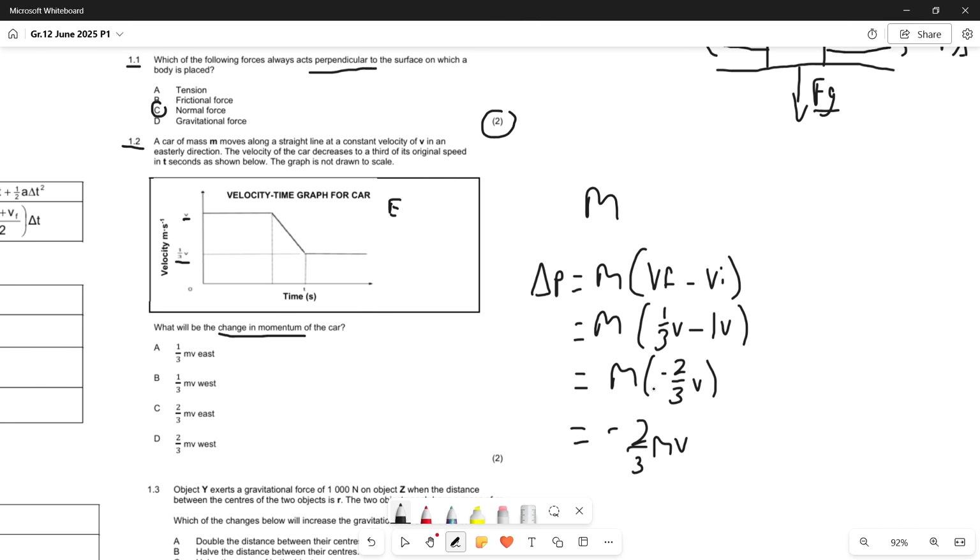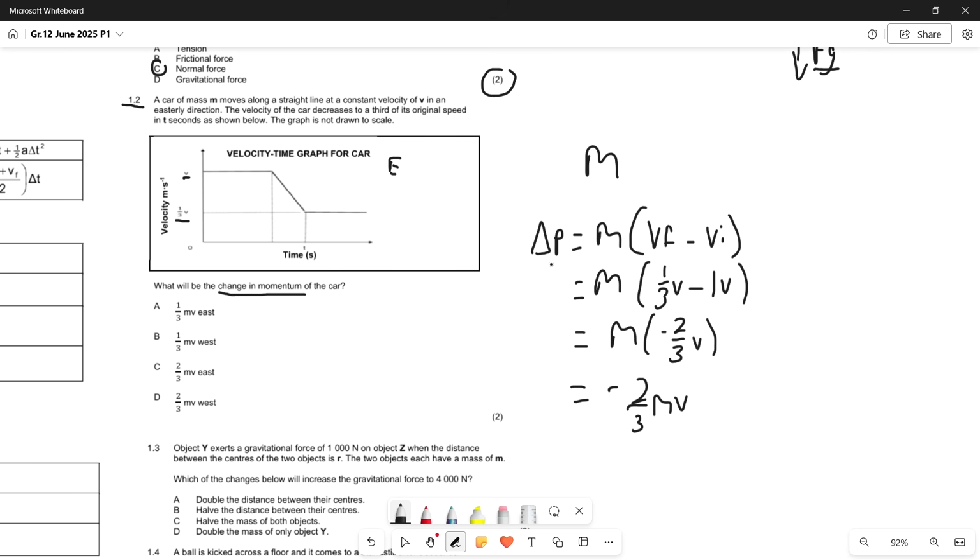Just multiplying these all together, putting it in a format that is similar to the multiple choice options that we have. One thing that's important with the change in momentum is that if ever we have a negative, it means it is opposing the initial direction, which means we were initially going east. So if we were just to remove our negative, we would say therefore 2/3mv to the west, because the negative is implying the opposite direction.